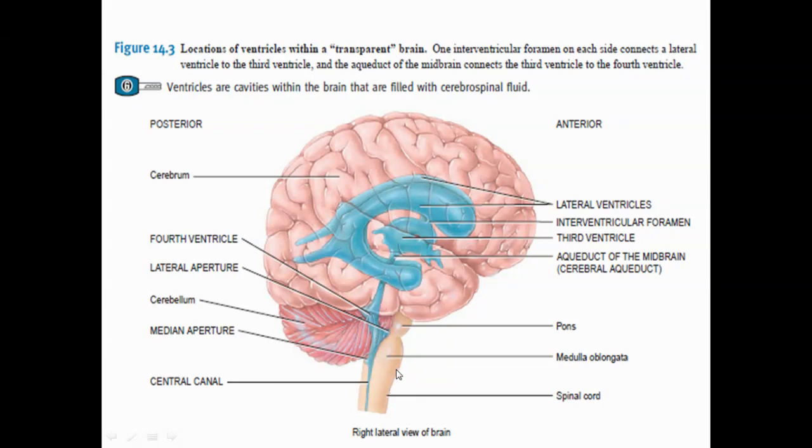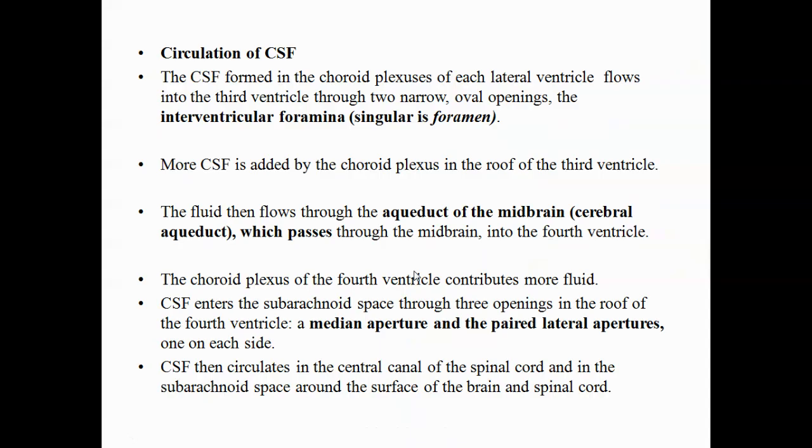So this is the spinal cord, this is the medulla oblongata, this is the pons. So this we have seen in the previous structure. The brain is made up of cerebrum, cerebellum, pons, medulla oblongata, midbrain. So this forms the brain stem. The brain stem is formed with the medulla oblongata. Above the medulla oblongata you have the pons, and above the pons you have the midbrain. So these are the locations of the ventricles and the different openings of the ventricle.